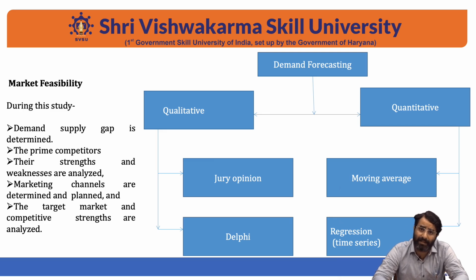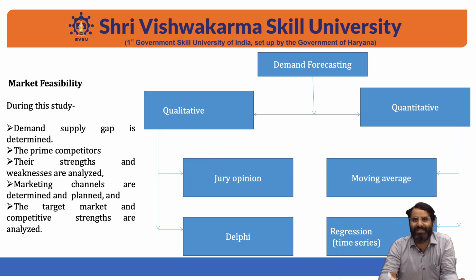Now, while understanding this feasibility, the investor also tries to make a forecast. Forecasting is nothing but the projection for the product in future. This forecasting can be done in qualitative terms or in quantitative terms. While dealing with qualitative terms, it can be a jury method, expert opinion method, or a Delphi method. These are some qualitative techniques that are adopted.